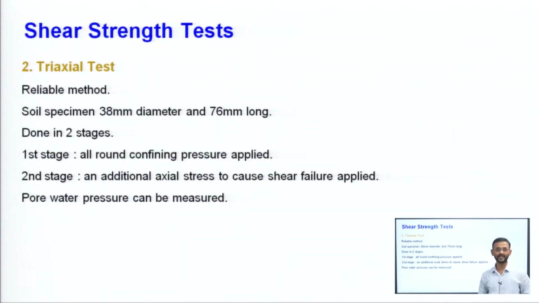Now we move on to the second test, the triaxial test. Now in this triaxial test we can say that it is an advanced test, okay, because here the drainage conditions are being controlled. Now understand one thing, that in the very beginning only direct shear tests were being performed, but with the evolution of soil mechanics we moved on to the triaxial test.